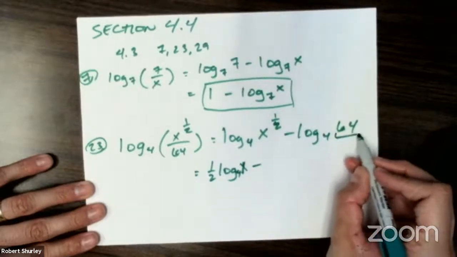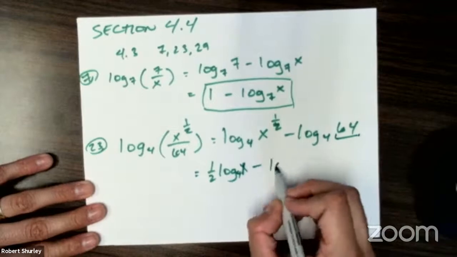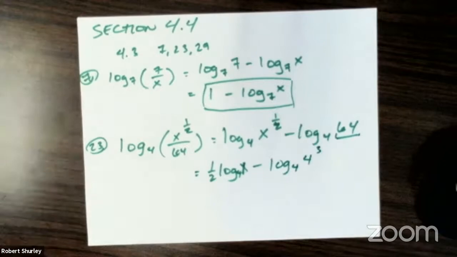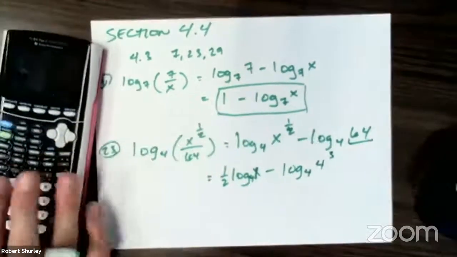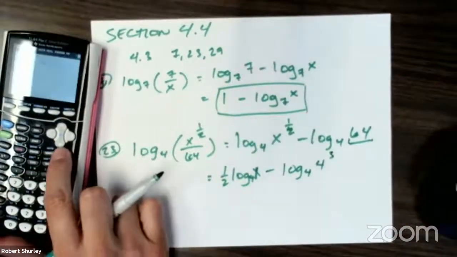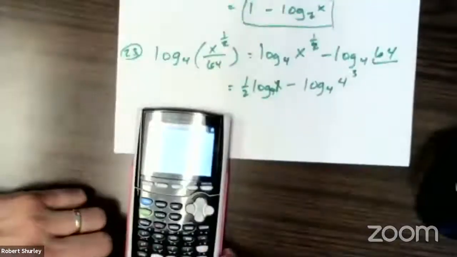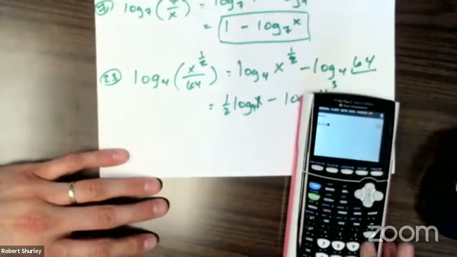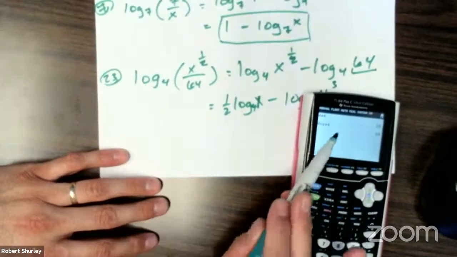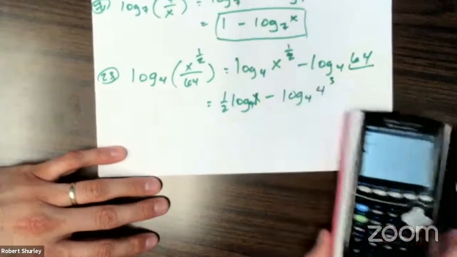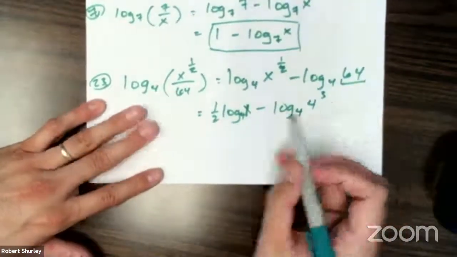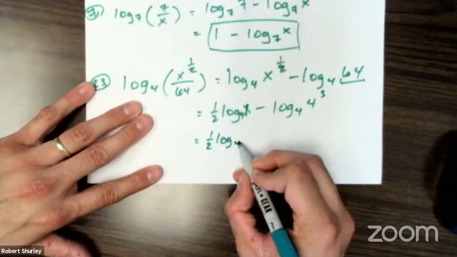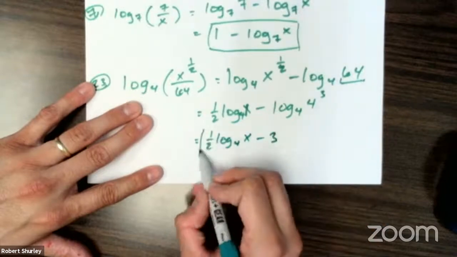Minus, now, I need to think, can I get 64 into a base 4? I can. It's 4 to the 3rd power. And if you're like, I don't know that, well, just take the calculator up and go, whatever your base is. I know 4 times 4 is 16. That's not going to work. Times 4, oh, that's 64. So 4 times 4 times 4 is 64. Therefore, it is 4 cubed. And then that'll simplify like this first one in a way. I'm using those rules from section 4.2.